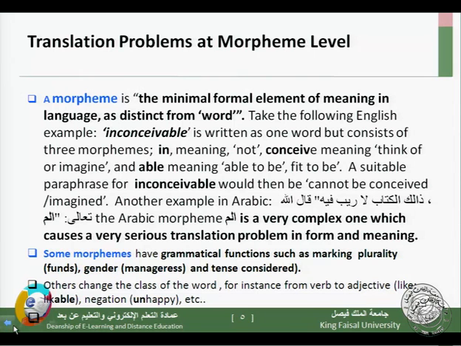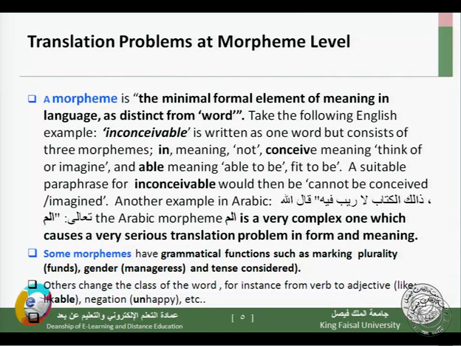Now, I'll give you an example. Take for instance the following English example. Okay? Look at it here. We have inconceivable. Inconceivable is written as one word. But how many morphemes does it consist of? Just guess before I explain to you.